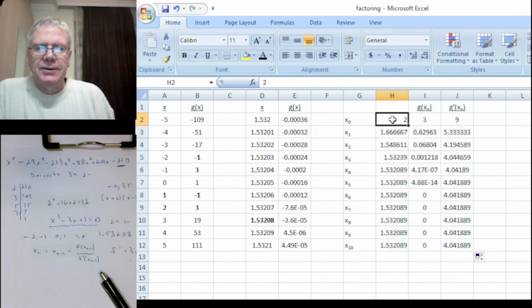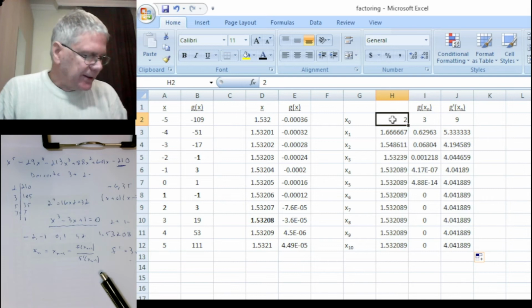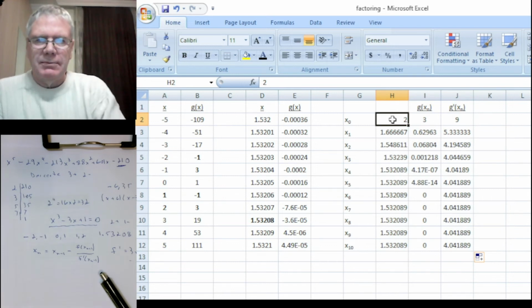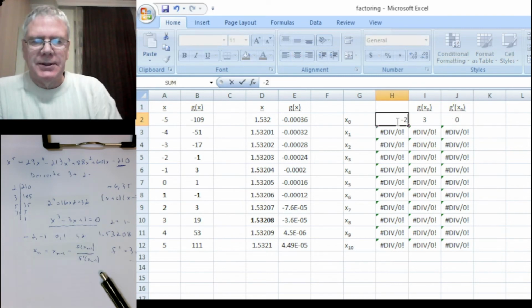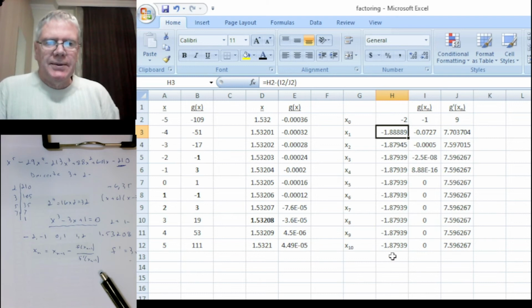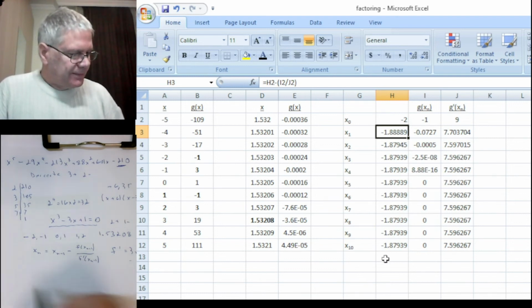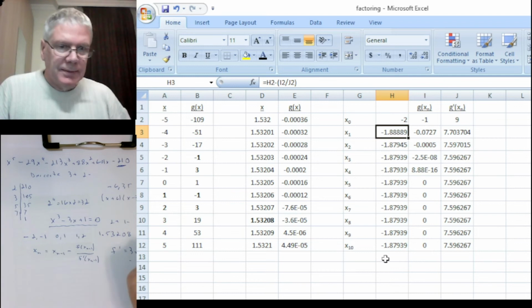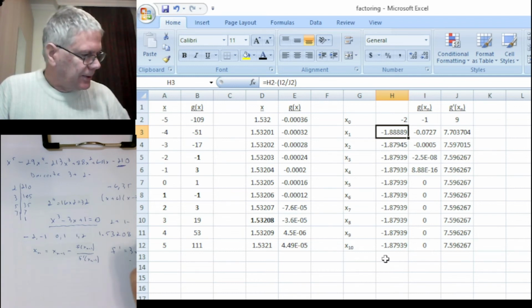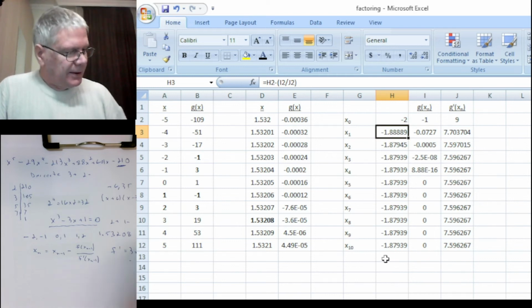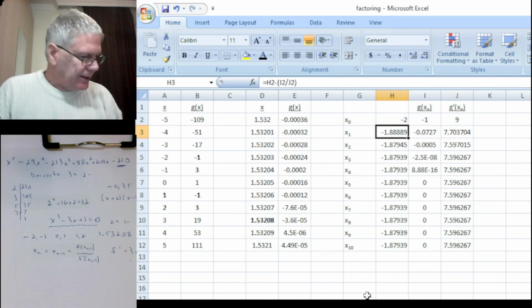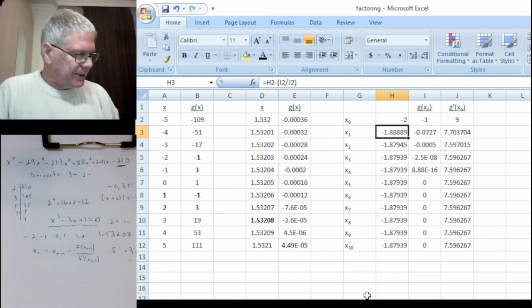We started with 2. Let's just try -1, see what happens. Well, okay, sometimes you end up with an error. This is going to be because your derivative is 0 at this point. So let's try -2. And here we get another root. So we have -1.87939.